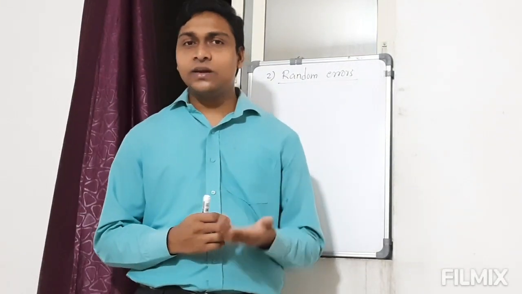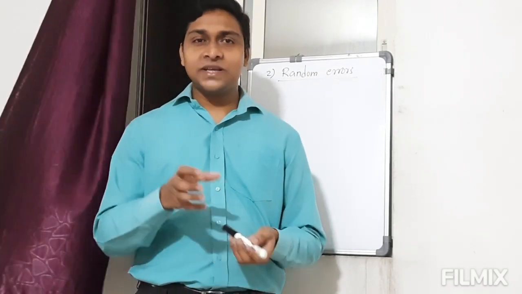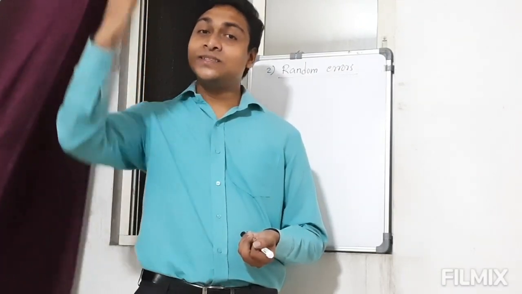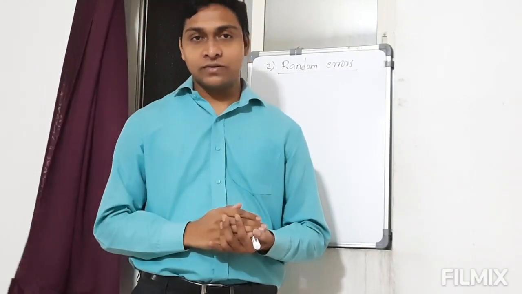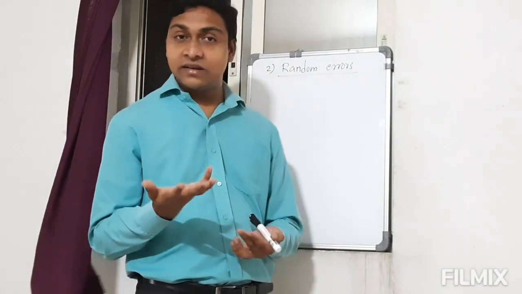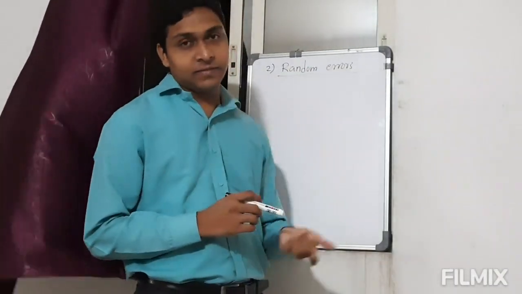I think you did the experiment of Ohm's law in class 10. In that we measure the potential difference and electric current. But if there is a fluctuation in the electric power, that error may occur in your experiment. So that error is called your random error.